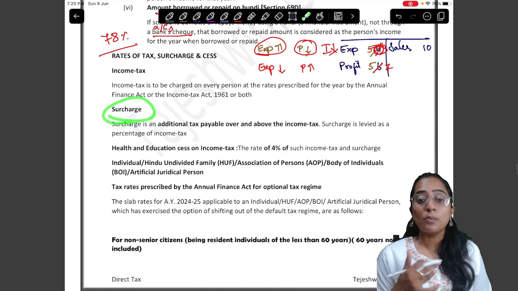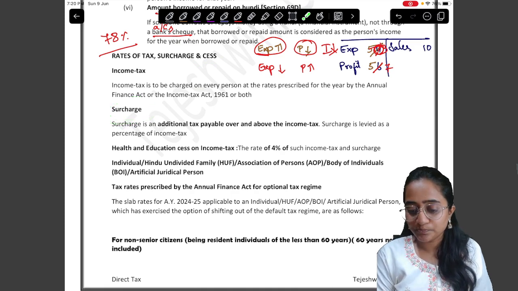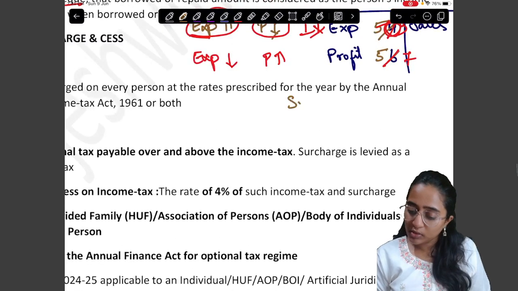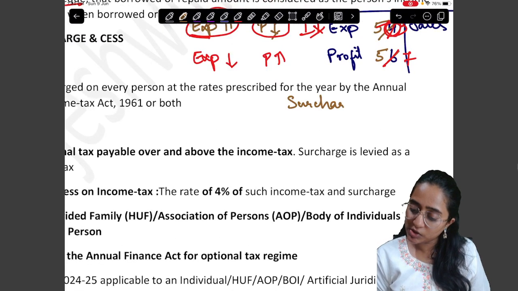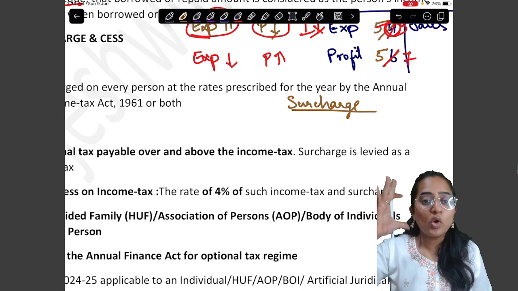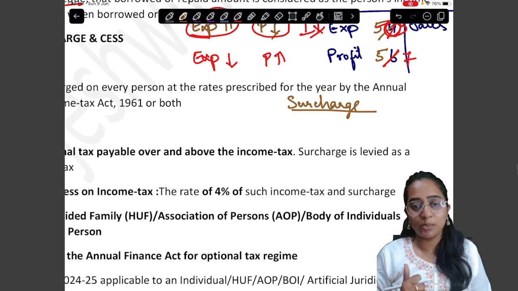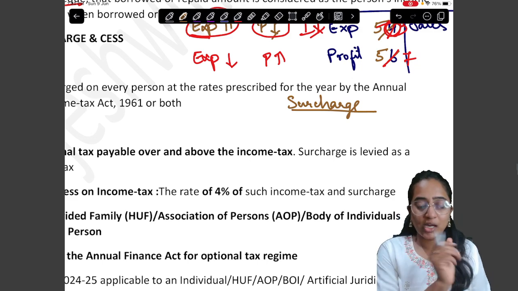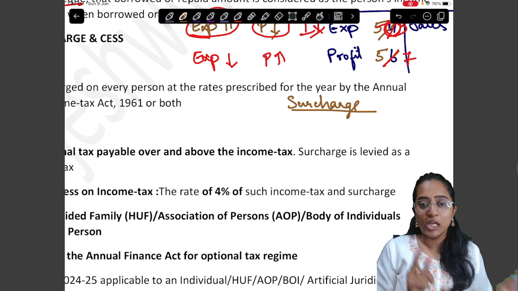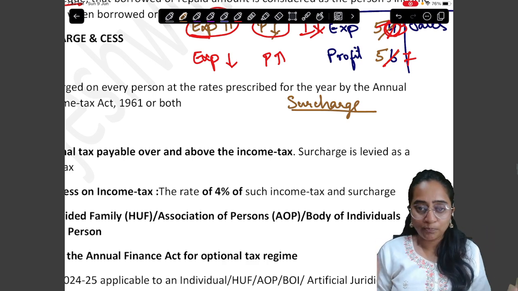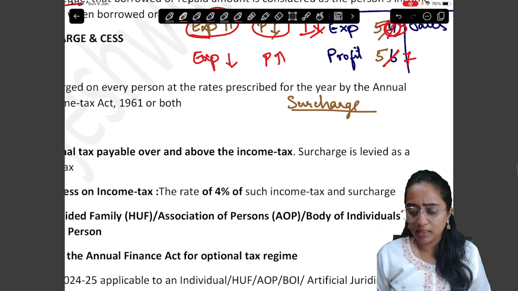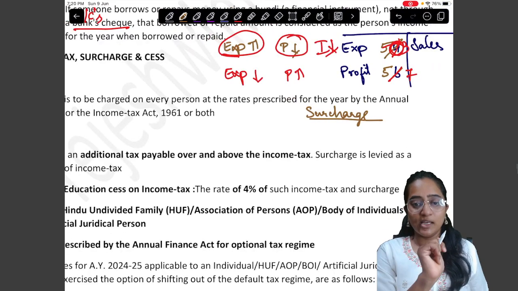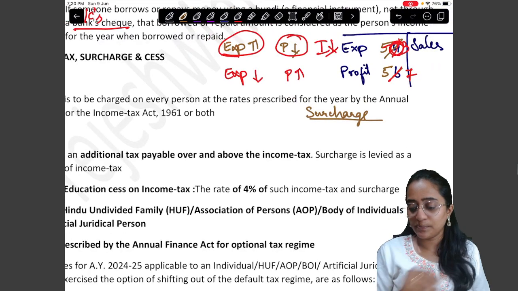Try to understand something about surcharge over here. Okay. What is meant by surcharge? See, what is meant by surcharge? Try to understand the applicability of the surcharge and the taxability of the surcharge. First, I'll tell you the taxability. Okay. Then we will understand about the applicability later. Always remember, surcharge is an additional tax. That is, it's a tax on tax.